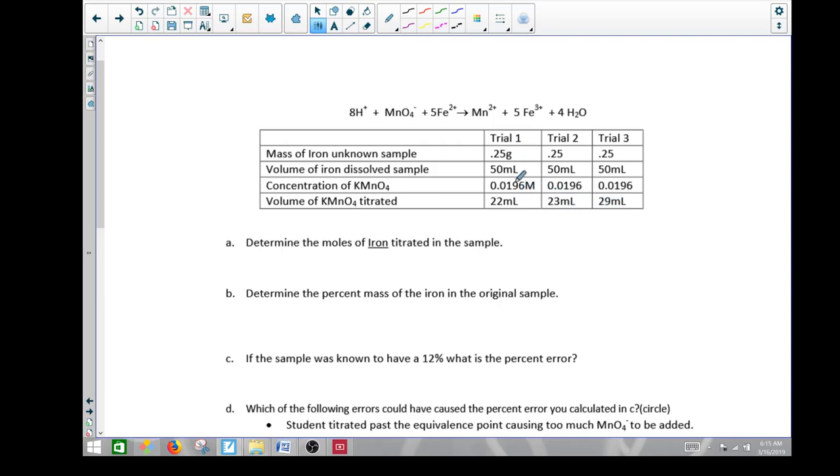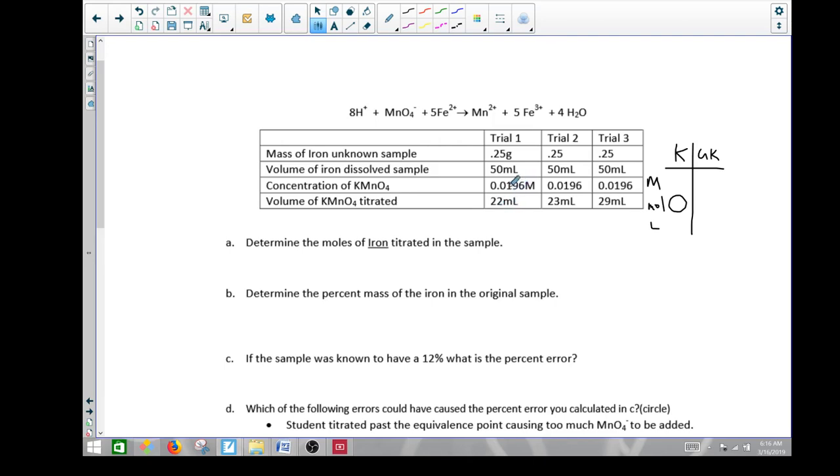Let's just use trial 1. Trial 2 is very similar, so I'm just going to use one of those two to do my work with. I wouldn't want to use the outlier point of the 29. Determine the moles of iron titrated in the sample. In this case, I'm not going to do a known-unknown table. You could do that. I try to stress to people that this is not optional: you have to show your work, and I have marked this wrong before. I'm going to solve for the moles of my known, and that is 22 milliliters of my KMnO4.